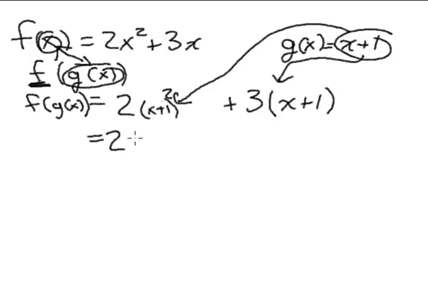Now I'll multiply this out. So x plus 1 squared, I have to rewrite that as x plus 1 times x plus 1. I cannot just square each thing inside. I have to write it out like this.